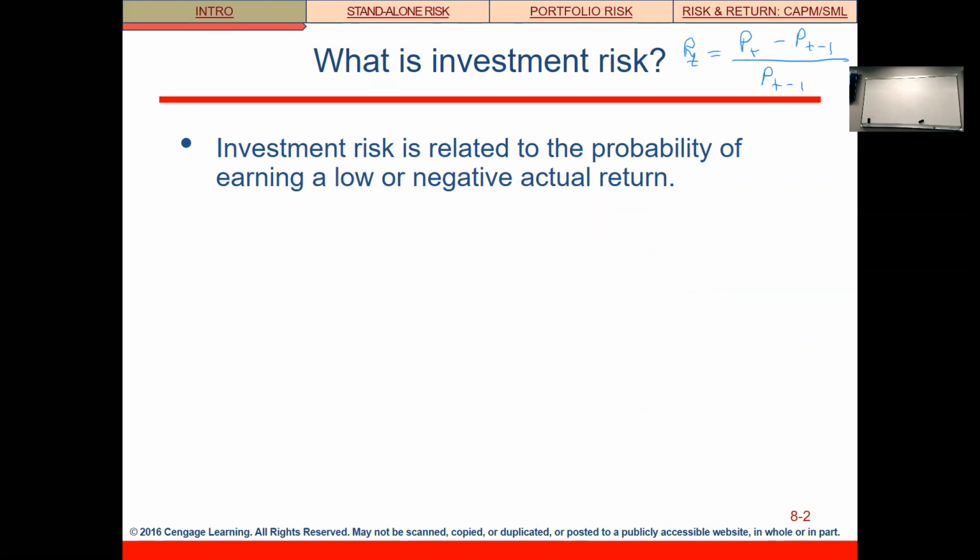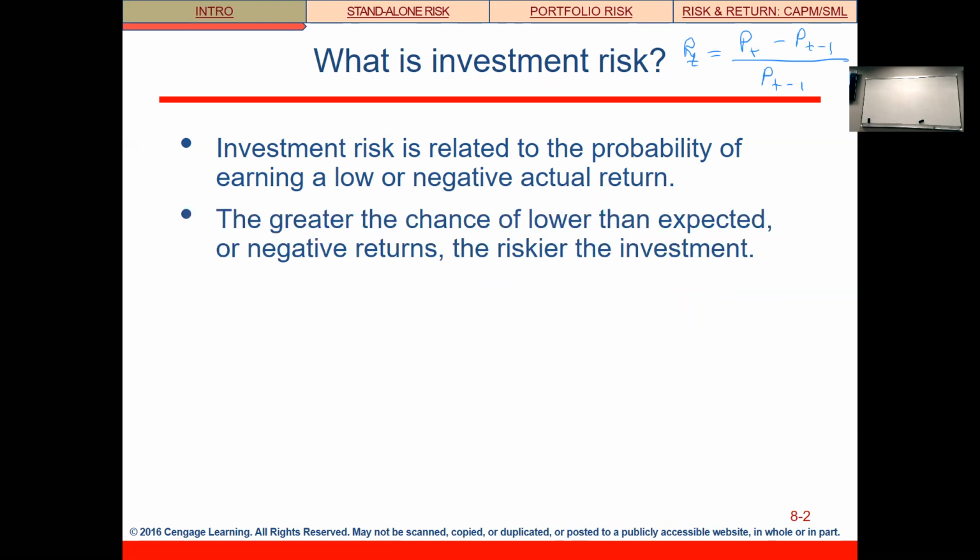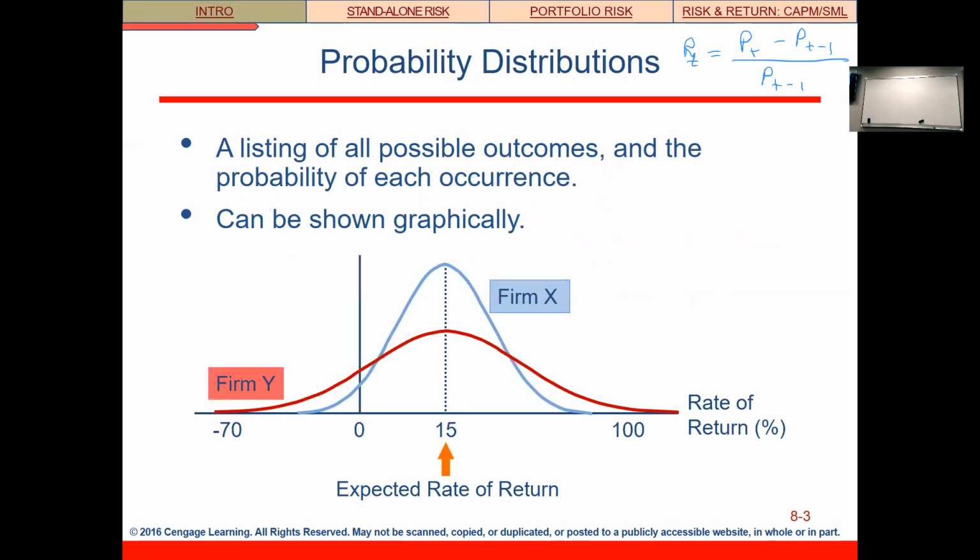When we are talking about investments, we would always calculate the return. So investment risk means the probability of earning negative return. The greater the chance of lower than expected or negative return, the riskier the investment. So the higher the probability of negative return, we call it a risky investment. So how do we measure it?